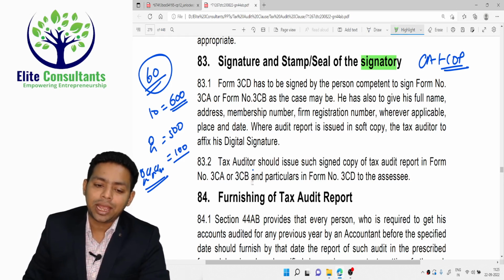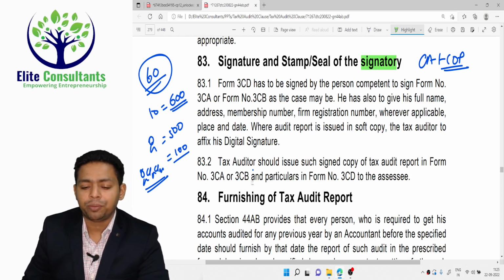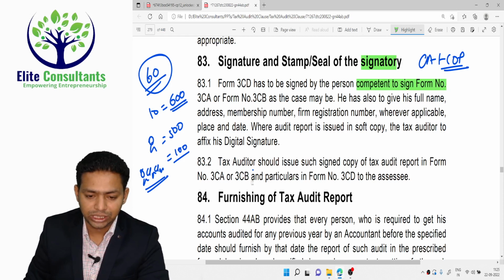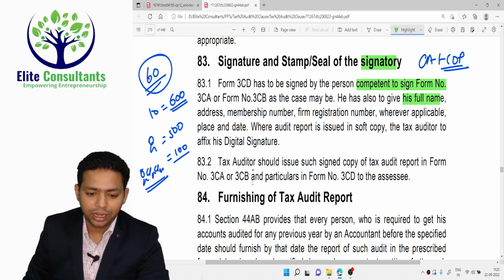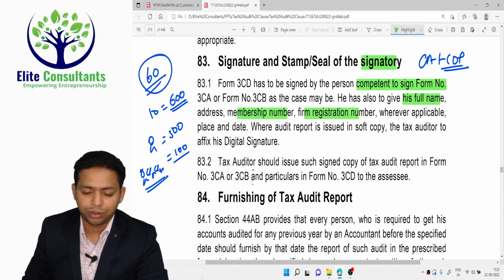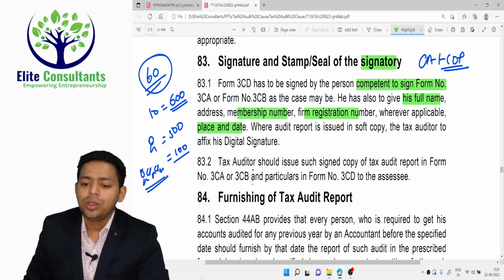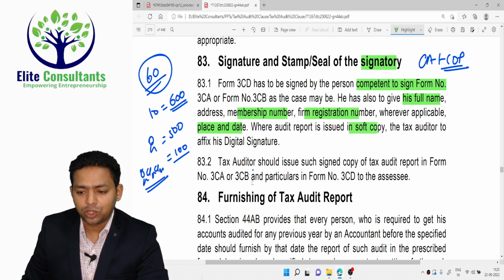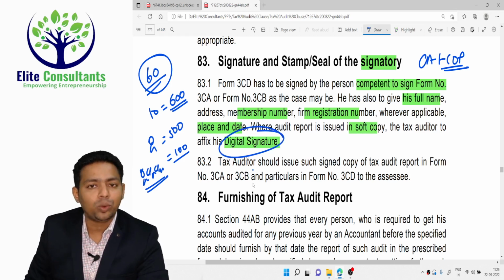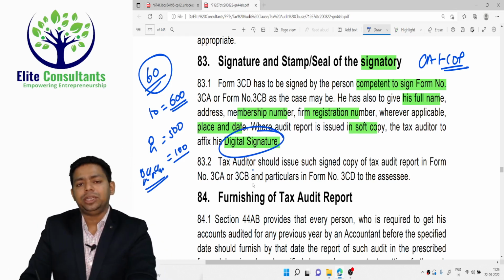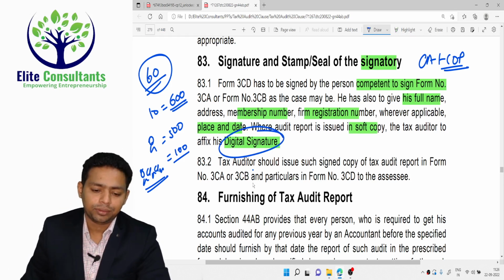Okay. So while signing the audit report, what type of information do you need to disclose? Form number 3CD has to be signed by the person competent to sign Form number 3CA and 3CB, as the case may be. He has to give the full name, address, membership number, firm registration number whenever applicable, place and date. If the audit report is issued in soft copy, then the tax auditor has to affix the digital signature. So you don't have to take the printout and sign it. Even digital signature is accepted here.